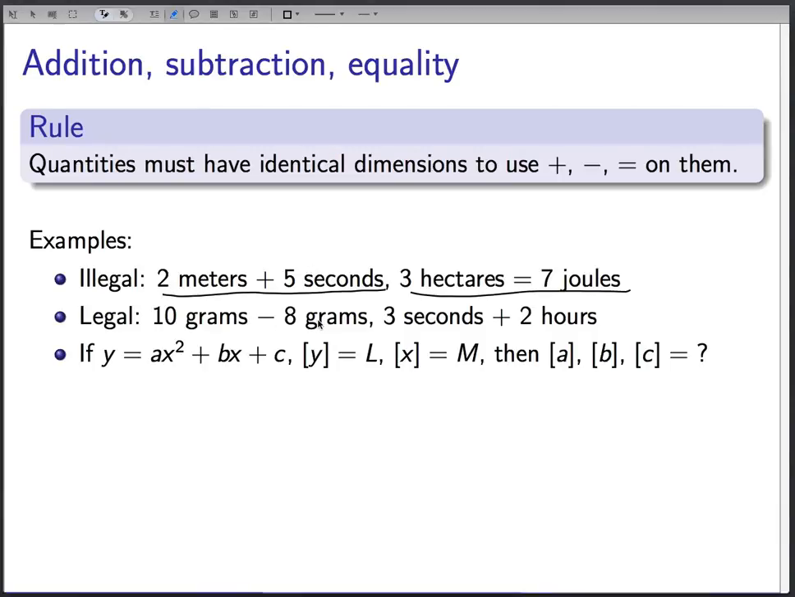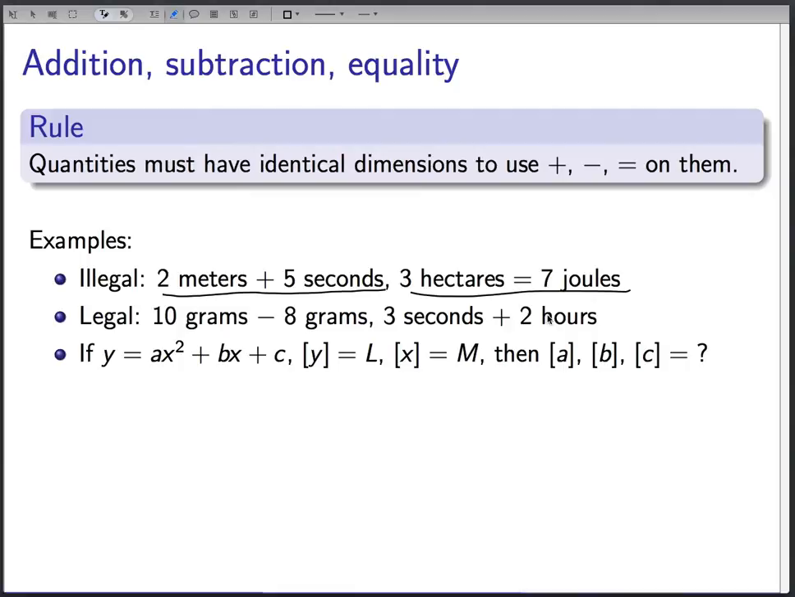Okay, things that are legal are things like 10 grams minus 8 grams. Those are the same dimension, and in fact, they're even in the same units. 3 seconds plus 2 hours, well, that's also legal, right? Those are both amounts of time. If you want to write that as one compact number, you're going to have to convert one of those quantities, and we'll talk about that in another screencast.